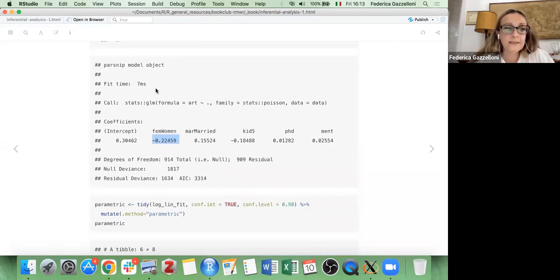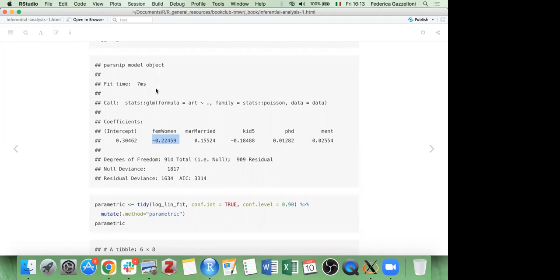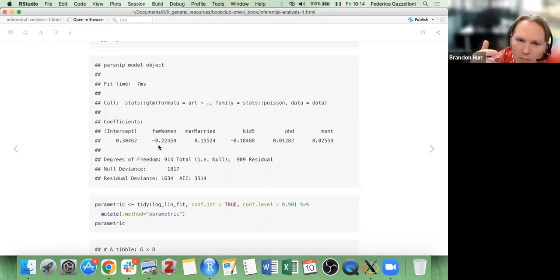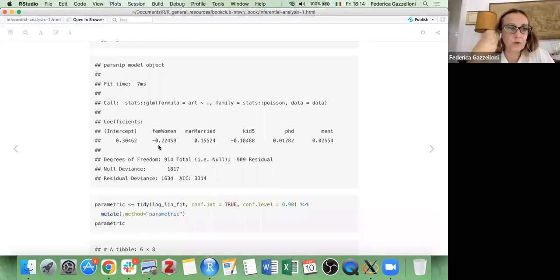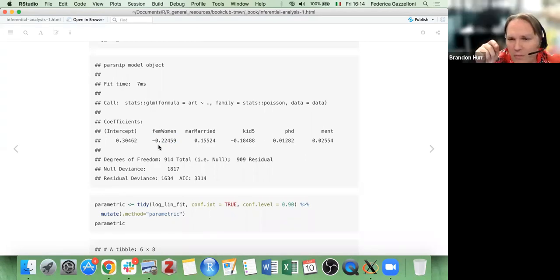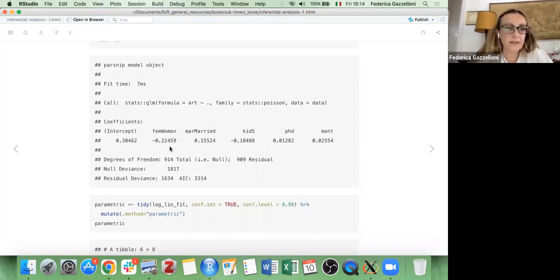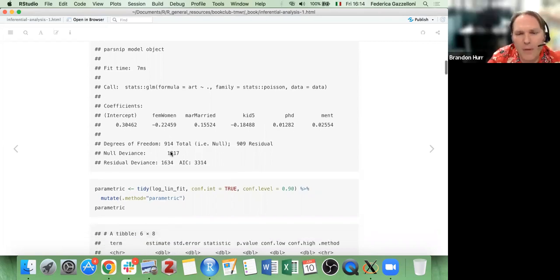Well, I think that goes back to trying to interpret the coefficients of a Poisson model. I'm not sure if it's exactly 22%, but I guess it's definitely less than zero. Yeah, but this is decreasing, no? So you see that there is a minus. Yeah, definitely. So women publish less. Married people publish a little bit more. If you have a kid, that really hurts you as well. On average, this is decreasing the number of articles.